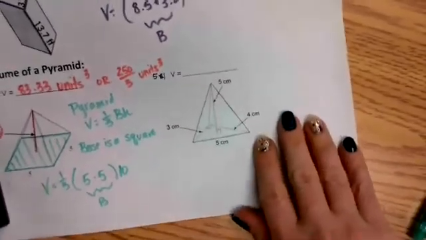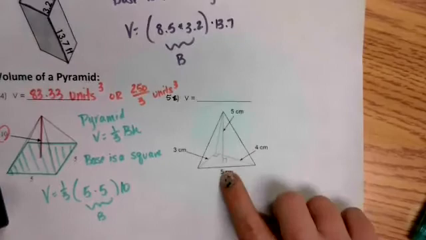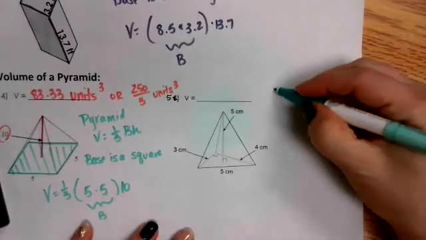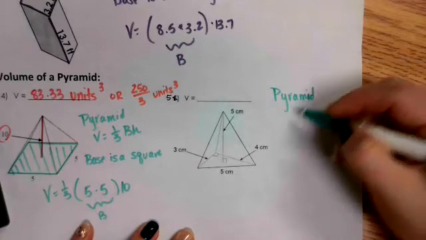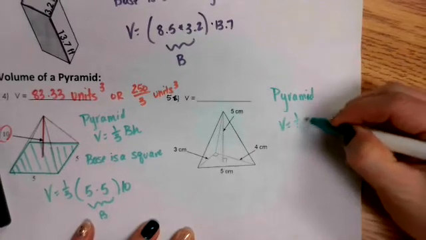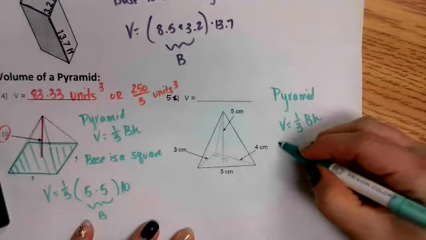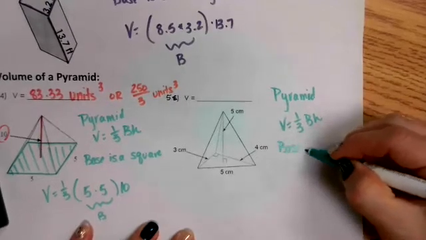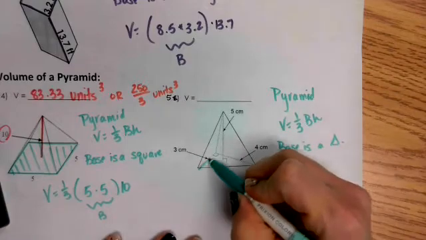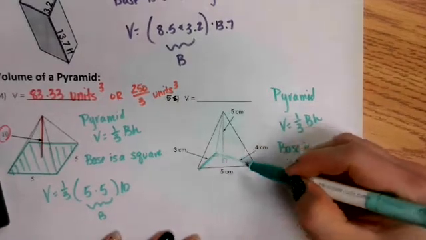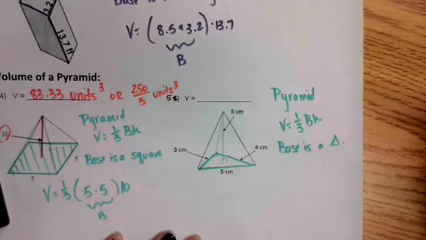All right, and then got another one here with a pyramid. So this is a triangular pyramid because the base of the pyramid is a triangle. So I have a pyramid. So my volume is going to be equal to 1/3 area of the base times the height, and the base is a triangle. And my base is a right triangle, which is super helpful.